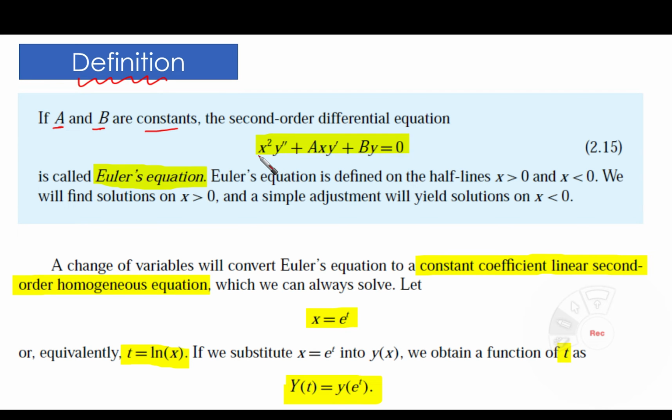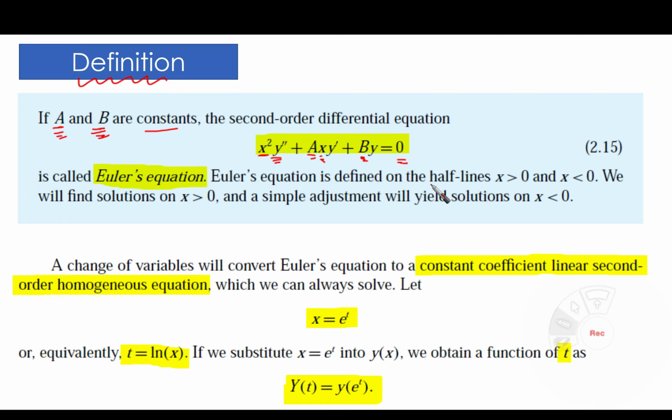Take care here that x squared is multiplied by the second derivative of y. We have the first constant, a, multiplied by the first derivative of y, but we have x as well multiplied here. And then at the end we have b, which is the second constant, multiplied by y. And the right hand side is 0. This is the form of Euler's differential equation.